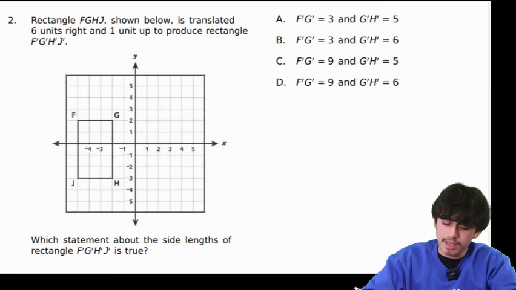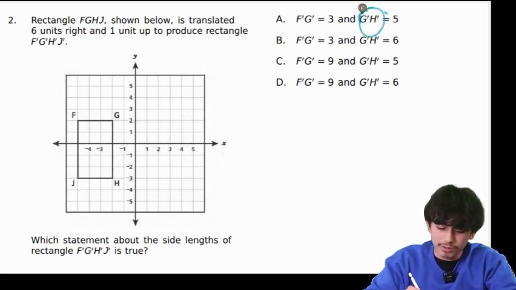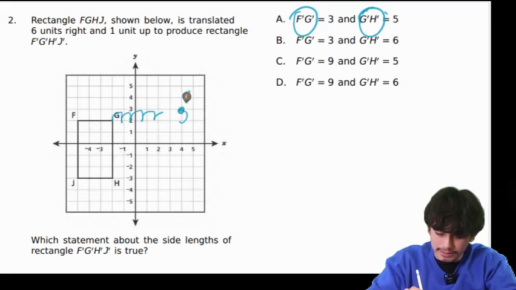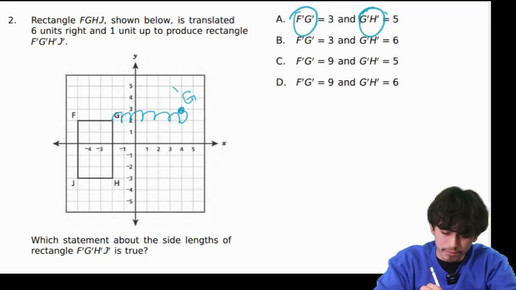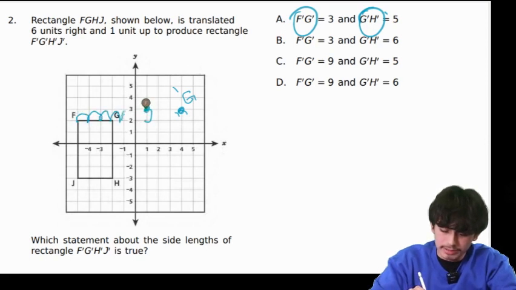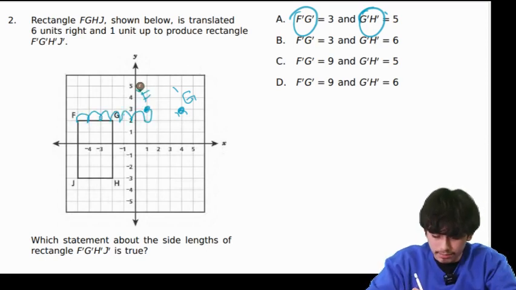Let me just circle them. Now what I need to do is move the rectangle 6 units to the right, which I'm gonna start at G. 1, 2, 3, 4, 5, and 6. 1 unit up. That's gonna leave me with G prime, and I'm gonna erase the axis so I don't get confused. And then we're gonna keep doing the same with F: 1, 2, 3, 4, 5, and 6. 1 unit up. It's gonna leave me with F prime, and then erase the extra.